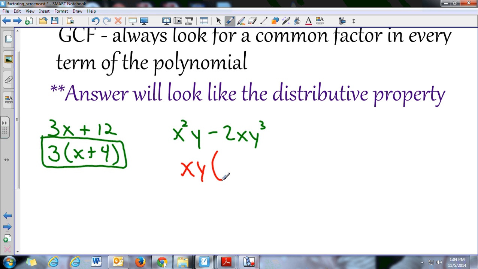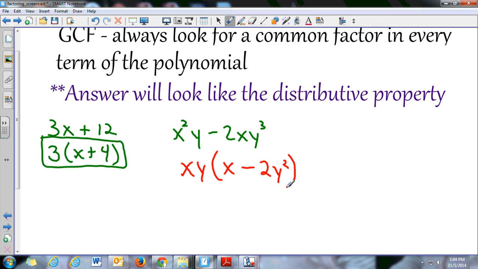So if I had x squared and I'm taking out an x, that leaves me with x. If I had y to the first and I'm taking out that y, that's gone. Minus my 2 stays put. I had an x, but I factored it out, so I move on to my y's. Y cubed, I took out a y, that's y squared. And so again, you see your answer looks a lot like the distributive property.